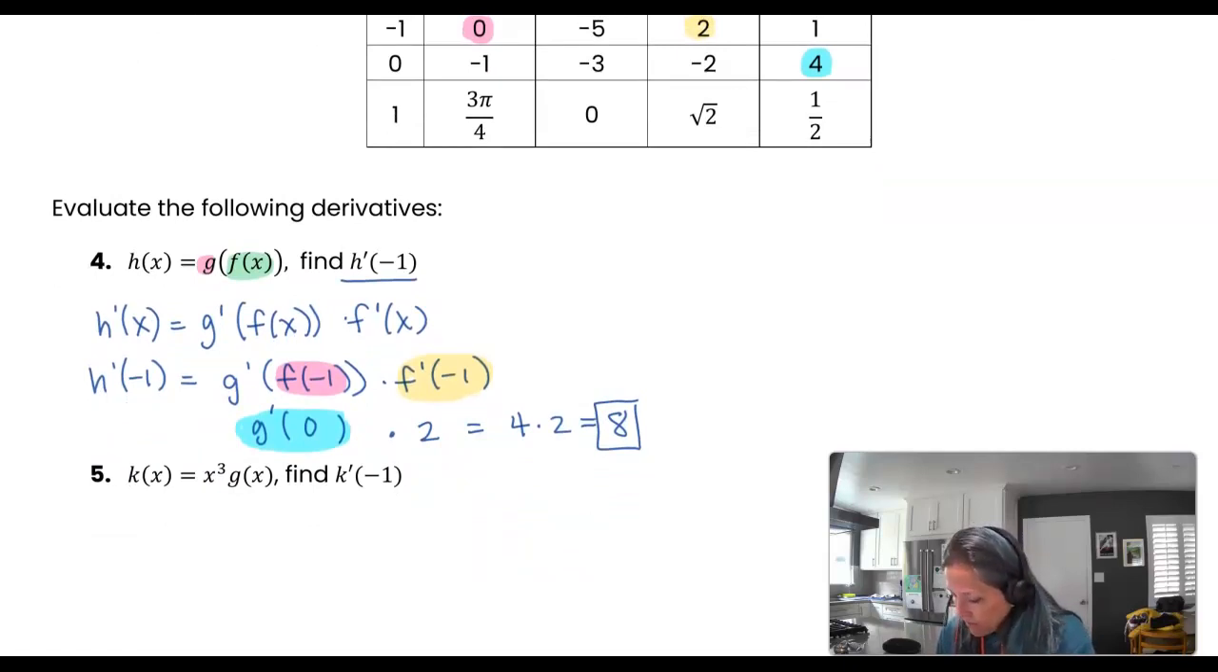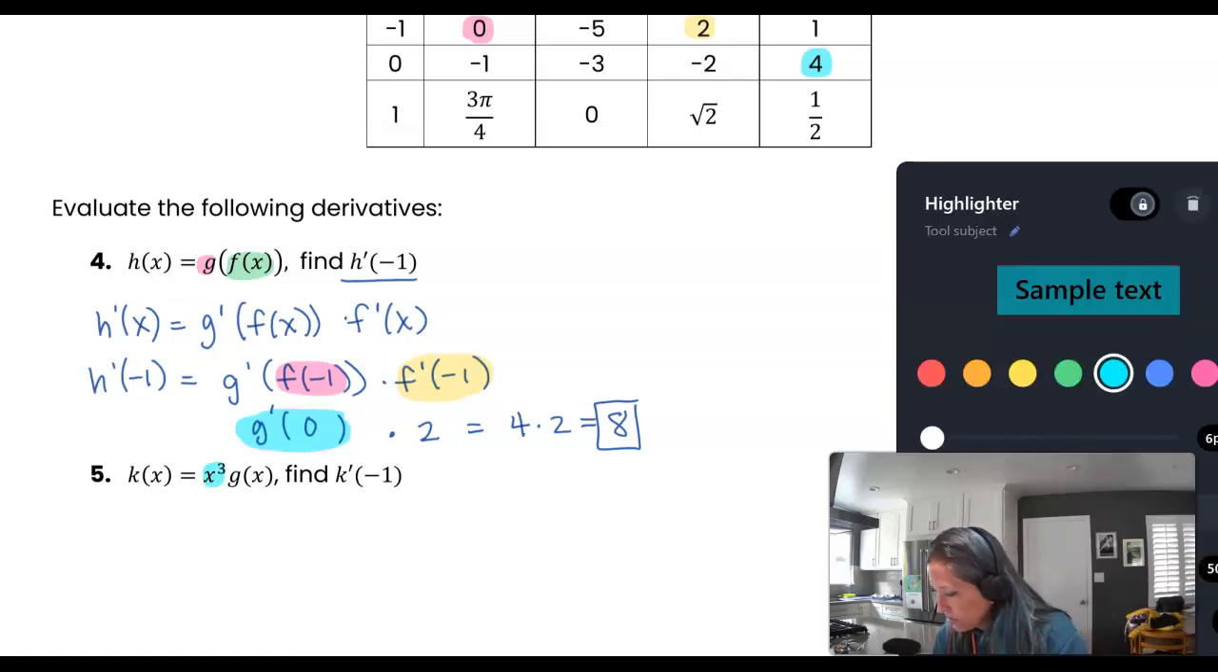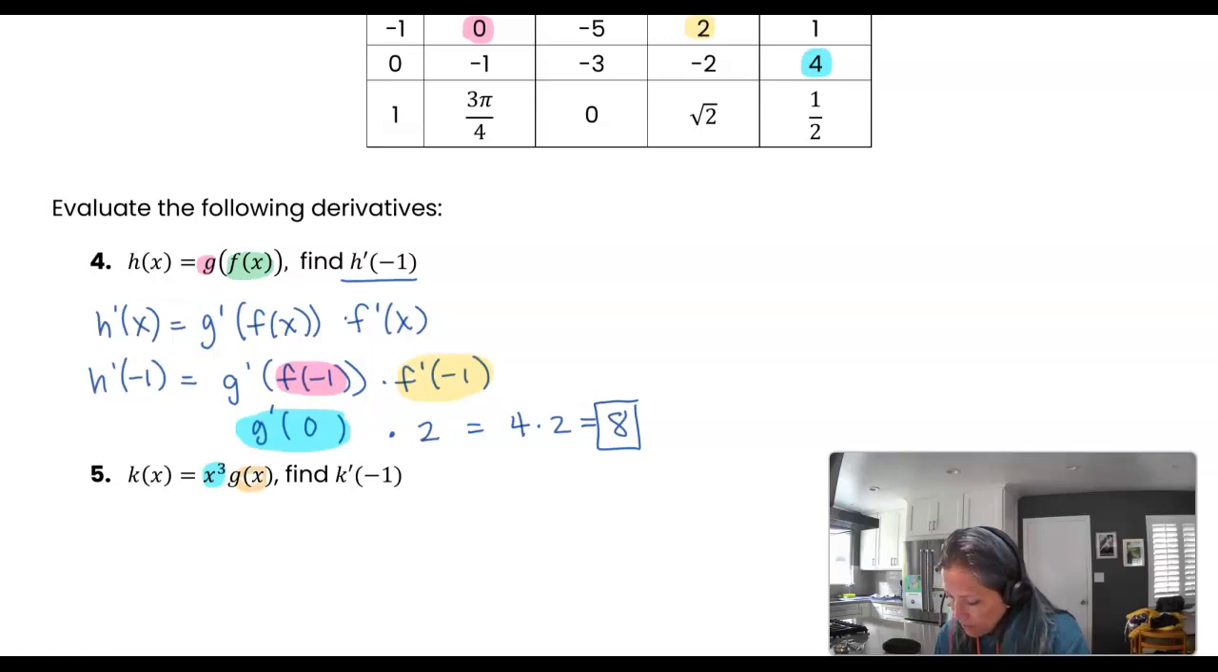Looking at number 5, we can see, hopefully, what is a product of two different functions. One of those functions is defined as g of x, the function up in our table, and then we also have this x cubed, this separate function that's algebraically defined. So this is a nice little mix and match of our table with some algebraic stuff. Again, we're asked to find k prime of -1.